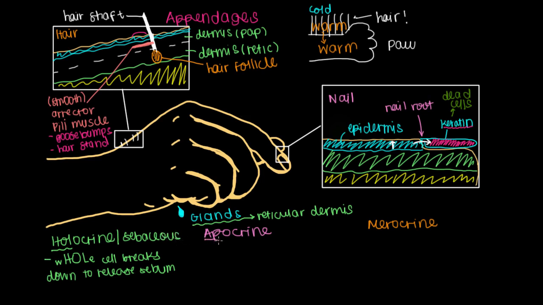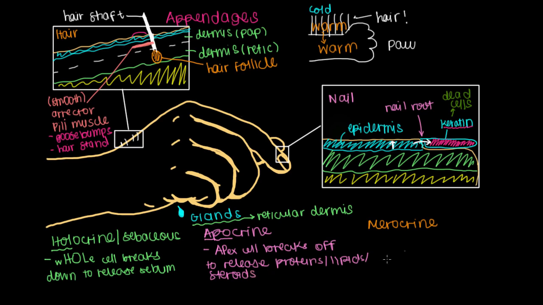Now apocrine glands release secretions from the apex of the cell, or the top of the cell breaks off. So the top of your cell breaks off to release a mixture of proteins, lipids, and steroids. So a whole bunch of things right here. And finally, merocrine glands release their secretions, which is mostly the watery sweat we think of. These are the main sweat glands we talk about.